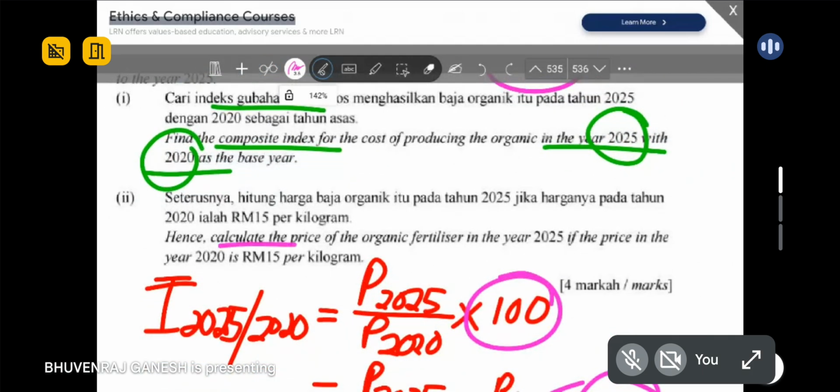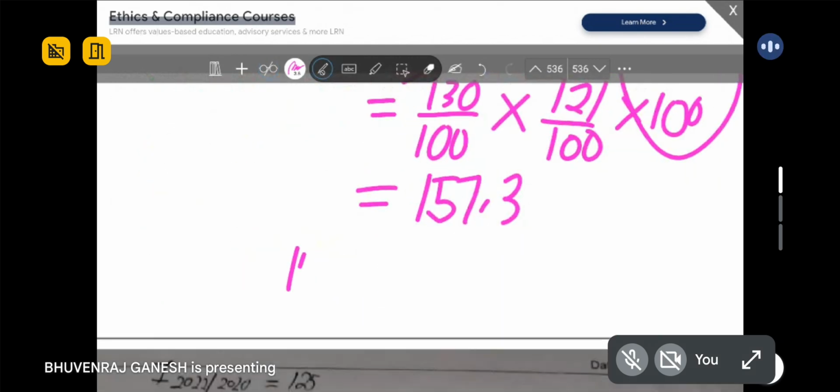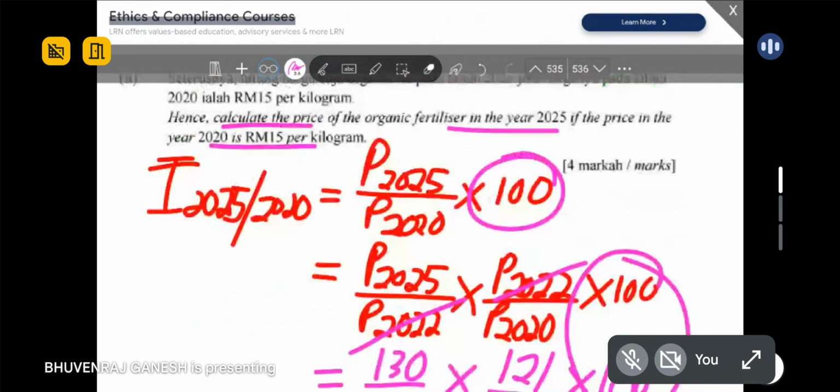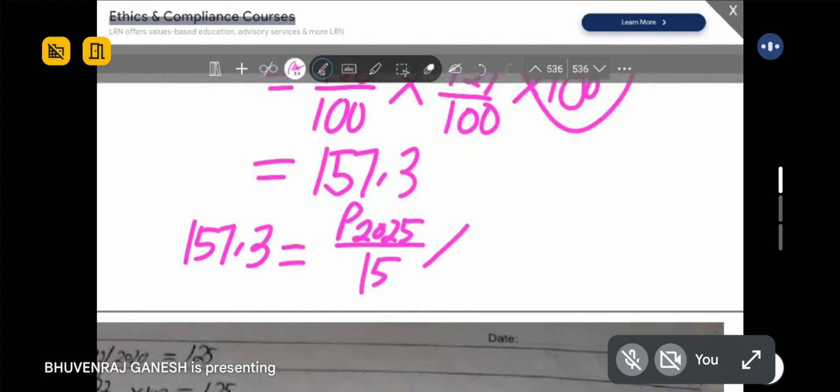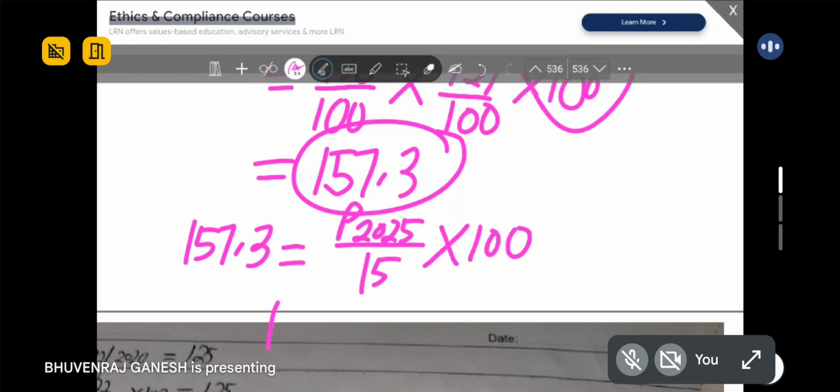Okay. Next one. Last one. So they ask you to find the price of the fertilizer in 2025, if 2020 is RM15. So very simple. You already have the index equal to 2025 over 2020. How much? They tell you RM15. So 15 times 100. Use back the formula. Remember, guys, composite index formula and price index formula, you can use the same concept. Although this is composite index, right? You can apply the price index formula inside it to find the unknown. Still can. Okay, so you will get the answer.